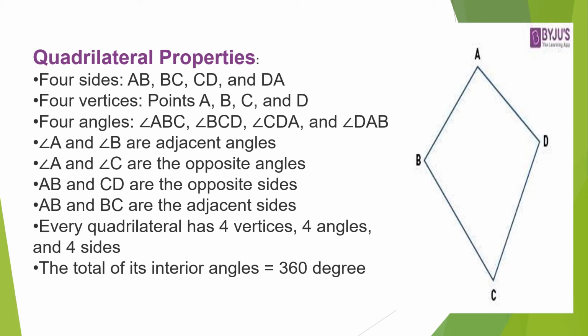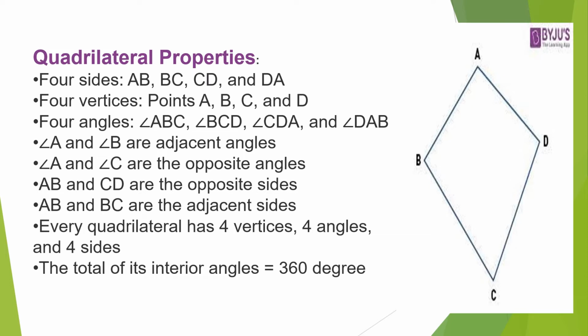Now, let us know about the properties of quadrilaterals. Children, every quadrilateral has four sides. In the given quadrilateral ABCD, side AB, side BC, side CD and side DA are the four sides of the quadrilateral. Then it has four vertices. Vertex A, vertex B, vertex C and vertex D are the four vertices of the quadrilateral.